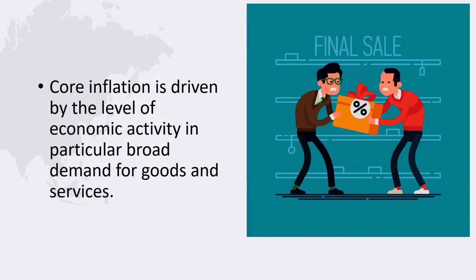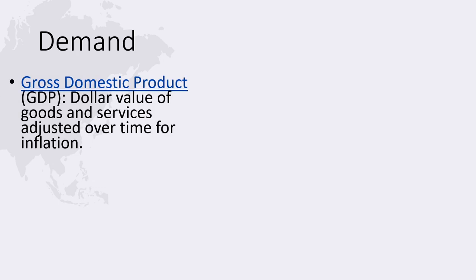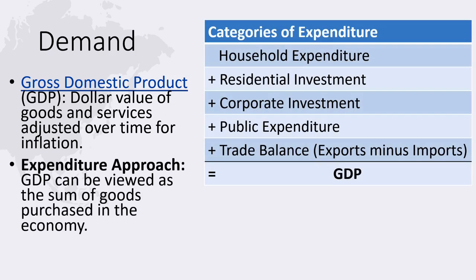Core inflation tends to be driven by the level of economic activity, in particular, broad demand for goods and services. The chief measure of aggregate demand is called gross domestic product, or GDP. GDP is measured by national statistical authorities using survey techniques. GDP is defined as the dollar value of goods and services purchased, adjusted over time for inflation.